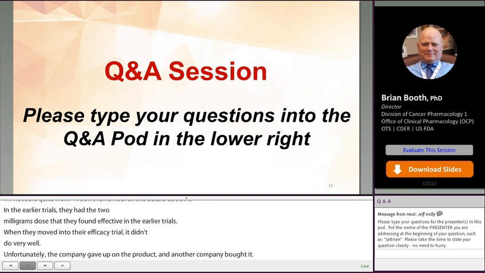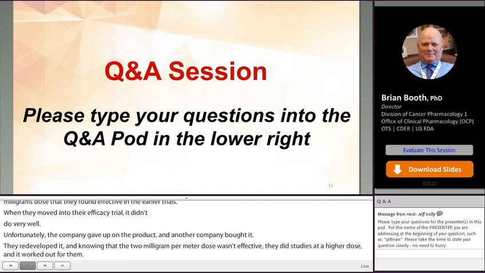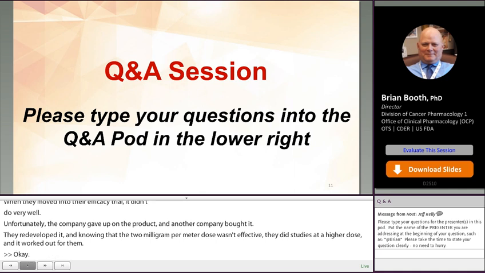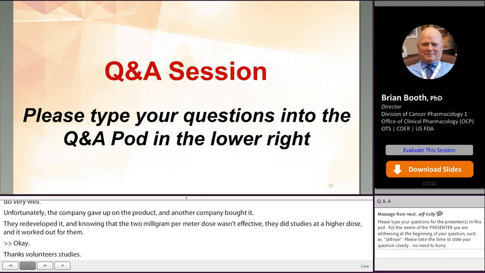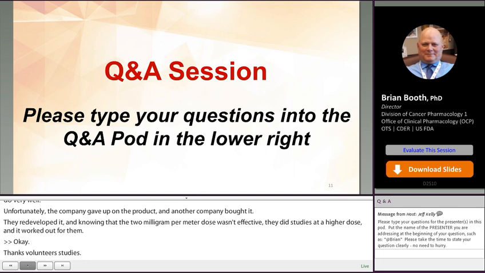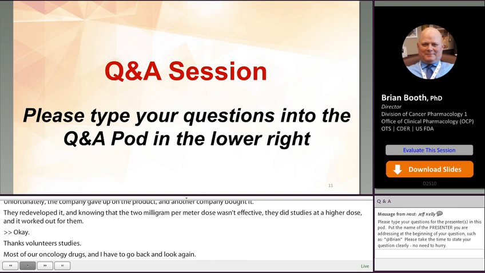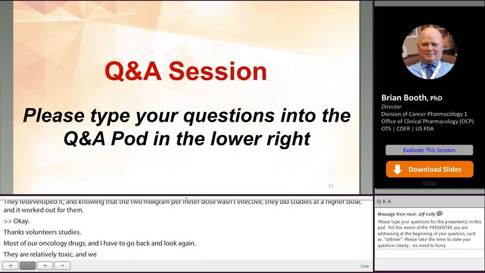Okay, thanks. The healthy volunteer studies with the venetoclax. Most of our oncology drugs, and I have to go back and look up venetoclax again, but they're relatively toxic, and we tend to keep them out of healthy volunteers. Did we use a subtherapeutic dose that was expected not to be toxic, but would give us some kind of PK data for some kind of organ impairment to use that data? Was that the general approach there?